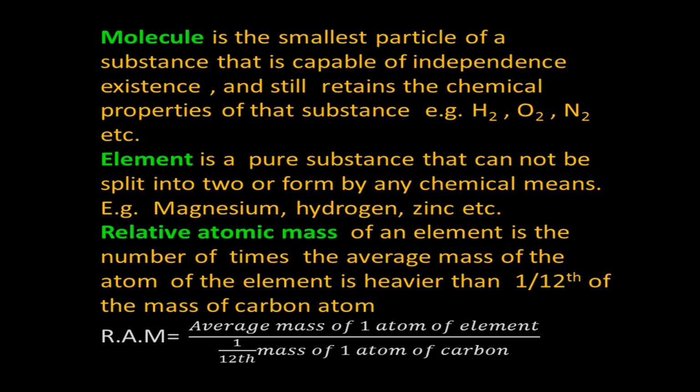Relative atomic mass. Relative atomic mass of an element is the number of times the average mass of the atom of the element is heavier than 1/12 of the mass of carbon atom. That is the number of times the average mass of an element is heavier than 1/12 of that of one atom of carbon. And the relationship is given as relative atomic mass equal to average mass of one atom of element over 1/12 mass of one atom of carbon.